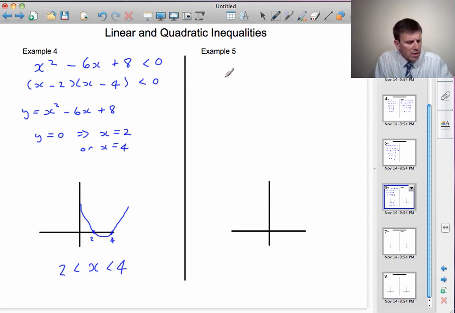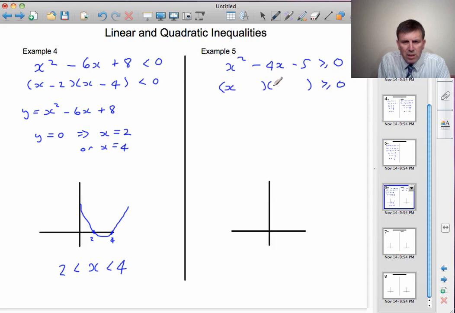Let's move on now to look at example 5. Solve the inequality x squared minus 4x minus 5 is greater than or equal to 0. Again, we begin by factorising the left-hand side. X in each bracket, and this time I want two numbers that multiply together to give minus 5 and add together to give minus 4. So that will be minus 5 and plus 1.